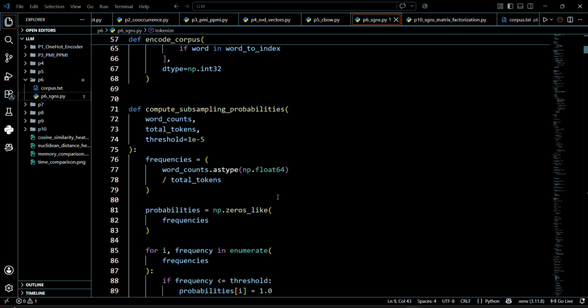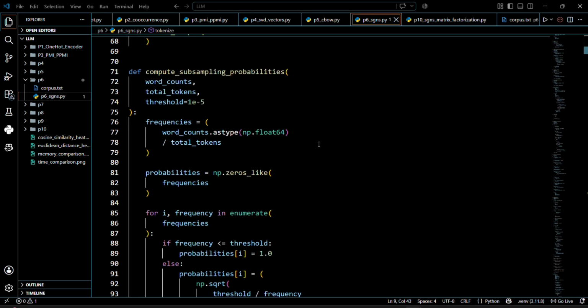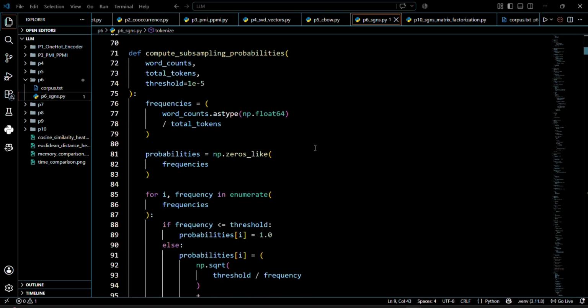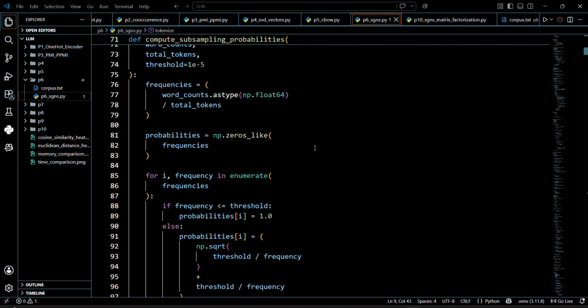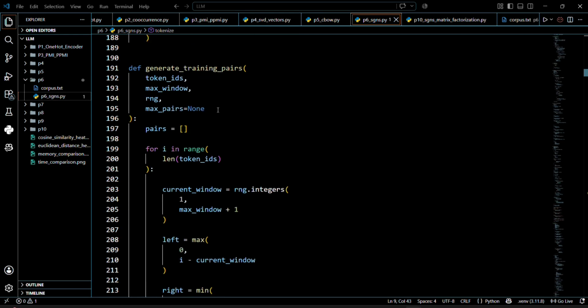To reduce the effect of very frequent words, I implement the standard word2vec subsampling probability. For negative sampling, I construct the unigram distribution raised to the power 3/4 and normalize it to obtain the sampling probabilities.